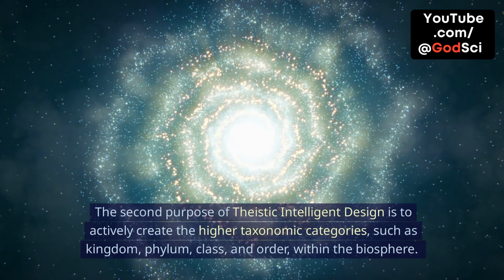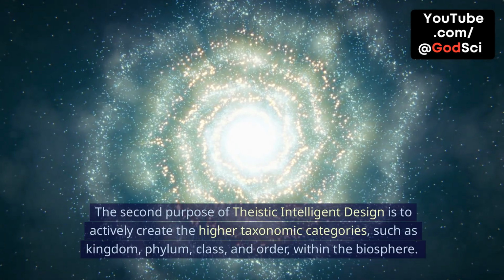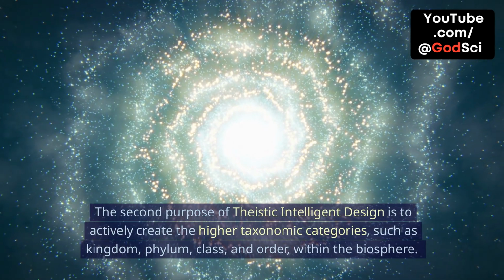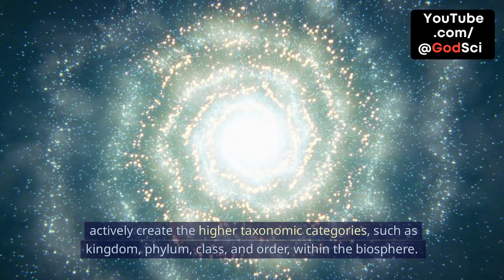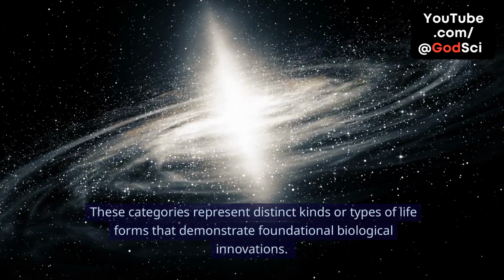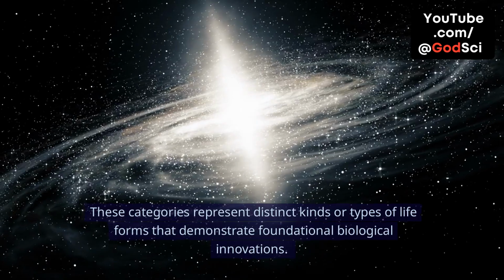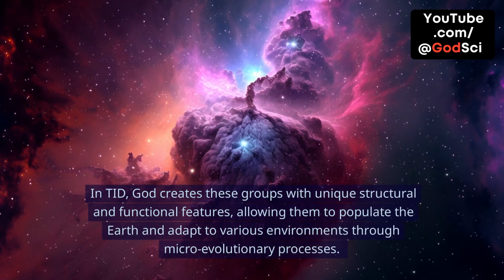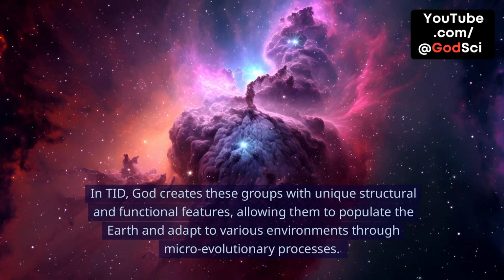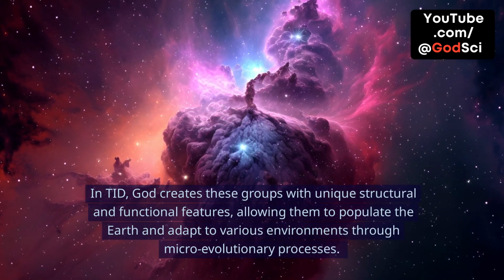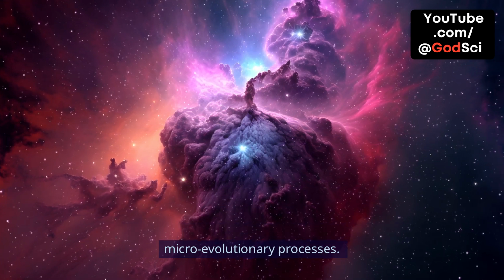2. Intelligent design in the biosphere, creating higher taxa. The second purpose of theistic intelligent design is to actively create the higher taxonomic categories, such as kingdom, phylum, class, and order, within the biosphere. These categories represent distinct kinds or types of life forms that demonstrate foundational biological innovations. In TID, God creates these groups with unique structural and functional features, allowing them to populate the Earth and adapt to various environments through microevolutionary processes.